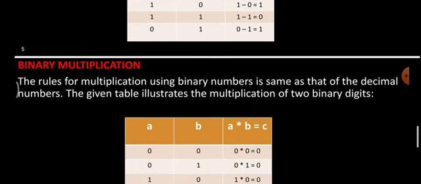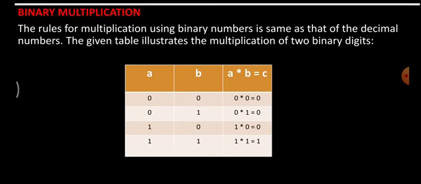Binary multiplication. The rules for multiplication using binary numbers are the same as those of the decimal numbers. The given table illustrates the multiplication of two binary digits. Similarly, we have three variables A, B and C. The C variable is holding the multiplication of A and B variable. We have binary numbers for A and B variable. When we see the result, 0 multiplied by 0 equals 0, 0 multiplied by 1 equals 0, 1 multiplied by 0 equals 0 and 1 multiplied by 1 equals 1.